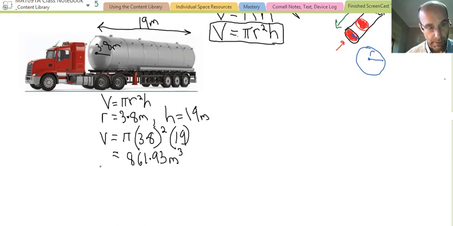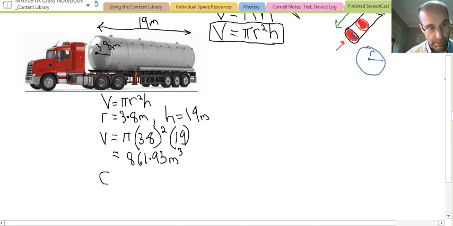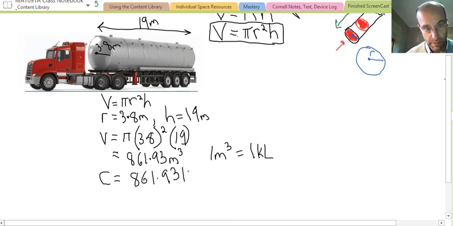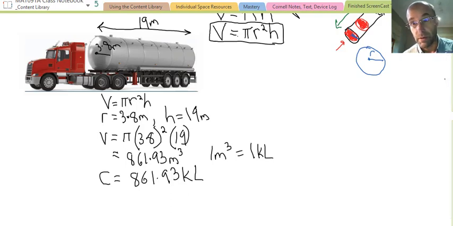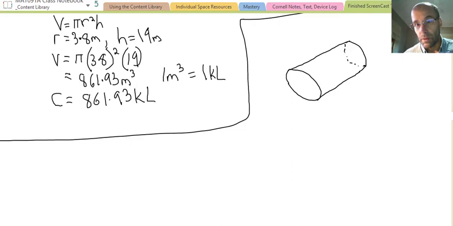That's the volume. If the question asked you for the capacity, that's the amount of fluid it could possibly store, we have a conversion which you should remember from the previous work. 1 cubic meter equals 1 kiloliter. So that would be 861.93 kiloliters, which is 861,930 liters. It's quite a lot, but it is a truck, isn't it? So you would expect a lot.